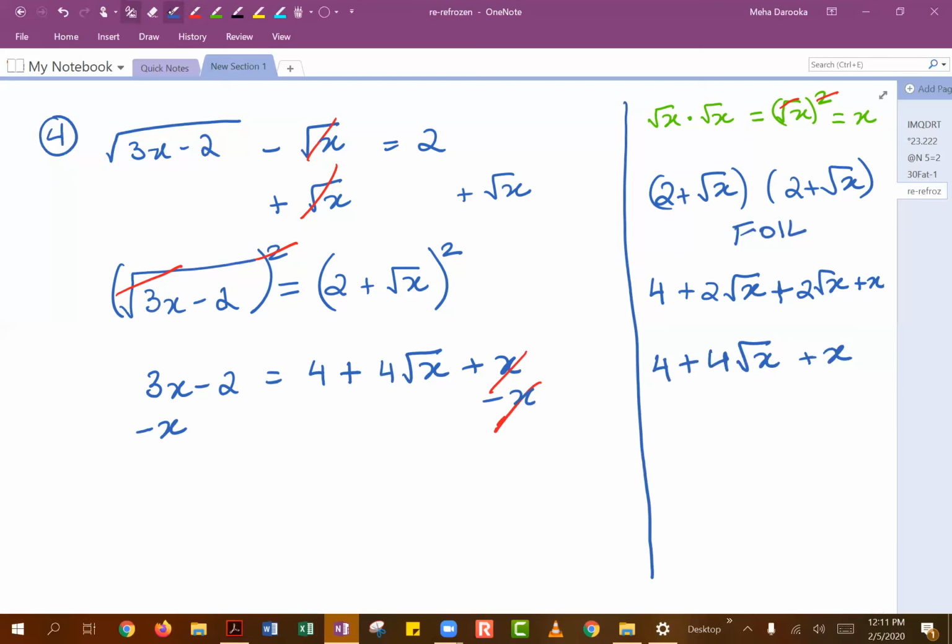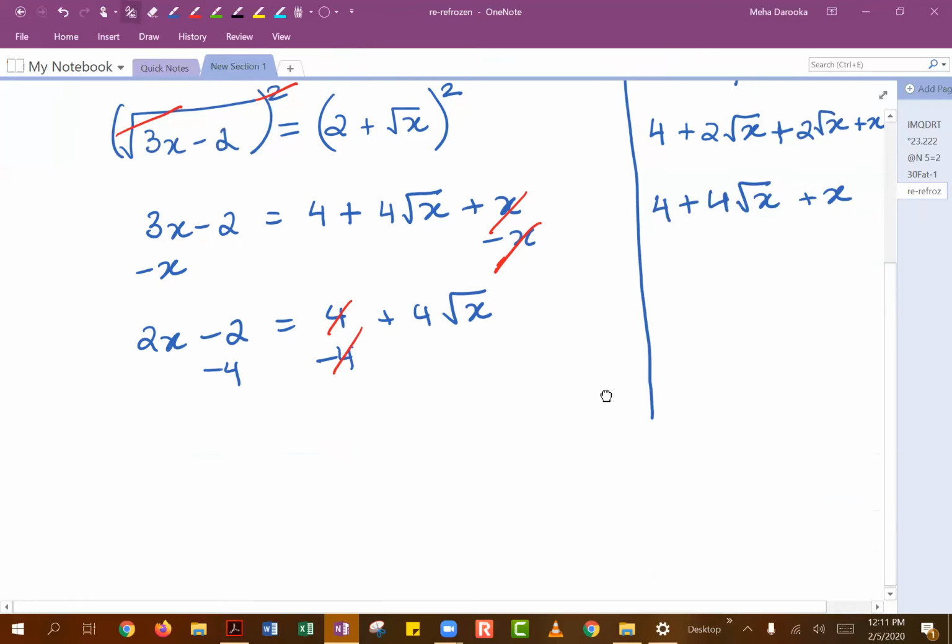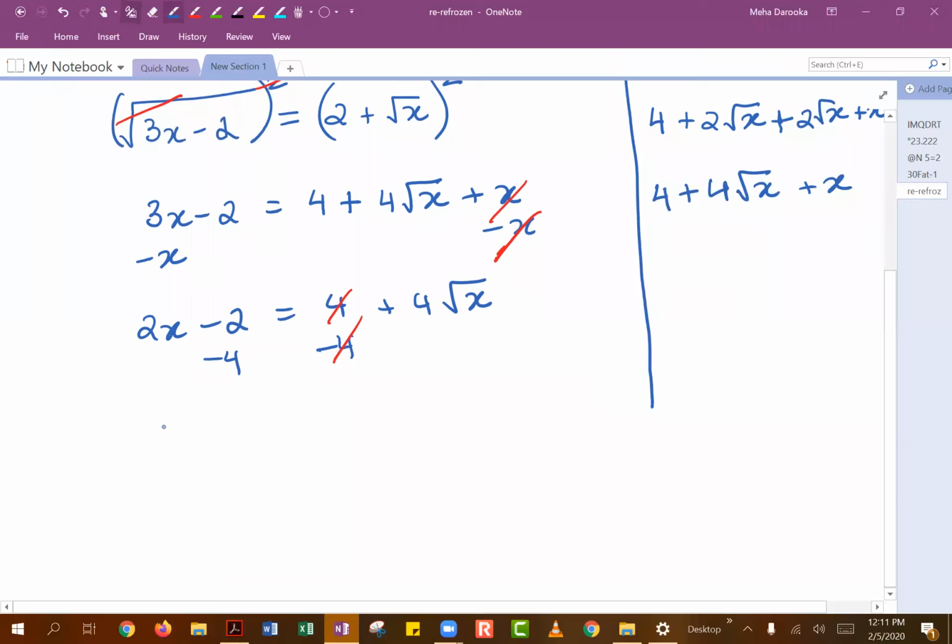So 3x minus x? 2x. 2x, very good. And then do the same thing with that constant number 4. So subtract 4 on both sides. Ooh, -6, right? Oh, yeah. That's all right. Okay, so kind of cleaned up. You've got your 2x minus 6 equals 4 square root of x. Now you can divide both sides by 4.